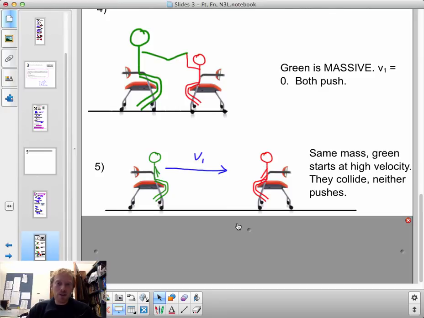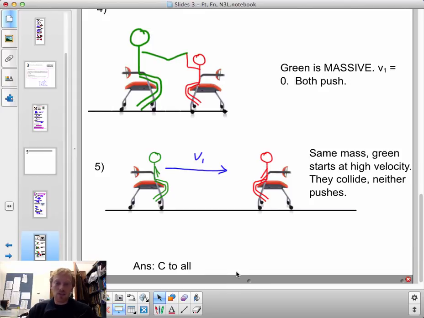Well, all of these questions are Newton's third law questions. Newton's third law says, at every instant when green exerts a force on red, red exerts a force on green of the same magnitude and in the opposite direction. So the answer is C, the same force in every one of these cases.